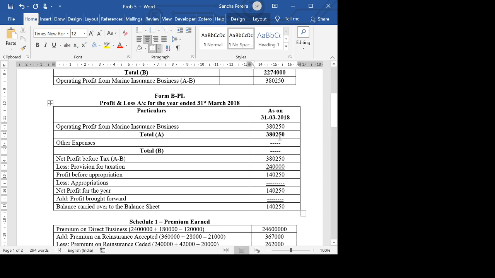So basically, we hardly had anything in the profit and loss account besides the provision for taxation, but I still maintain the format. It's good to maintain the broad format. Is this clear?